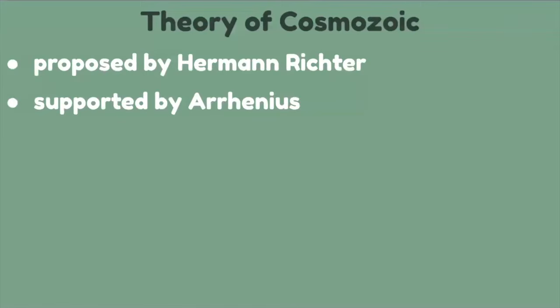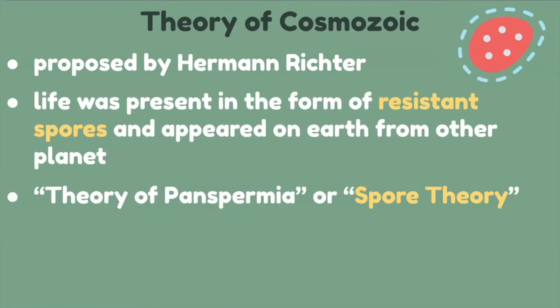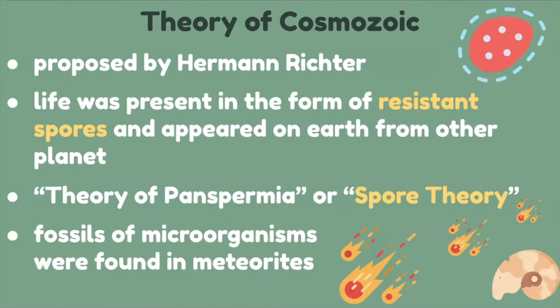The next theory is the theory of Cosmozoic. This theory was put forward by Hermann Richter and strongly supported by Arrhenius. This theory assumes that life was present in the form of resistant spores and appeared on Earth from another planet. Since the condition of Earth was supporting life, these spores grew and evolved into different organisms. So this theory was also known as the theory of panspermia or the spore theory. Now, the theory initially got support from the fact that fossils of microorganisms were found in meteorites in 1961.